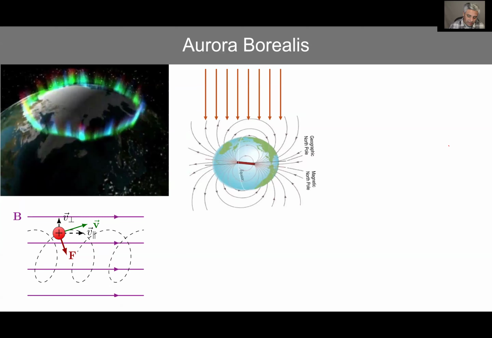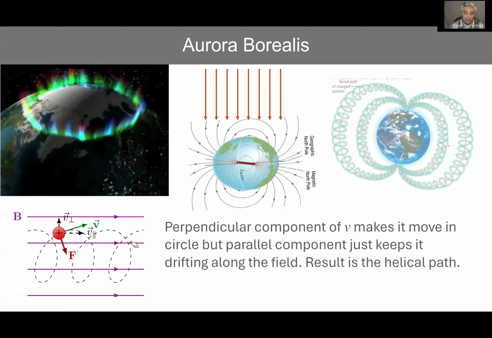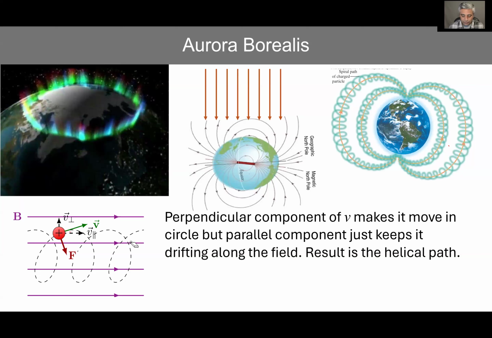So what happens is we can think of that velocity at a particular angle as a perpendicular component and a parallel component to the field. The perpendicular velocity makes the particle go in a circle. And the parallel component is basically pushing the particle in the direction of the field. So because of that, the charges get spiraled towards the pole, towards the stronger magnetic field.